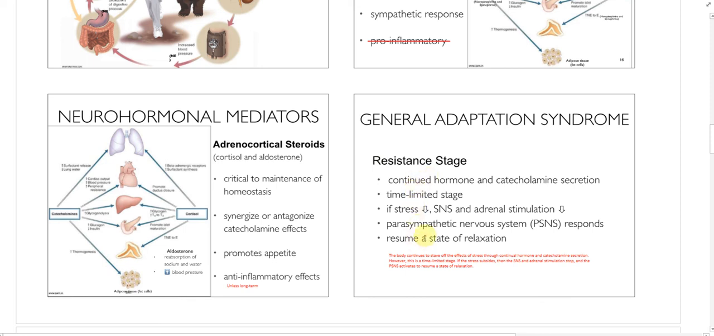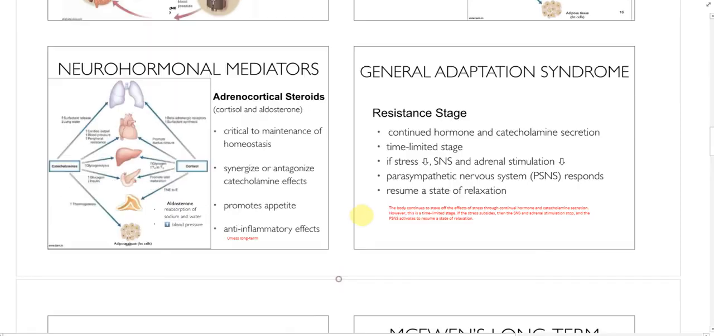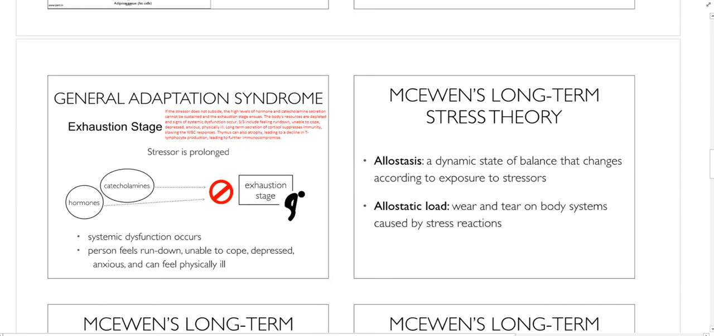I felt like these made it more confusing for me, so I found it in the book. The body continues to stave off the effects of stress through continual hormone and catecholamine secretion. However, this is a time-limited stage, so if the stress subsides, then the sympathetic nervous system and the adrenal stimulation will stop, and the parasympathetic nervous system will activate to resume a state of relaxation. If the stressor does not subside, the high levels of hormone and catecholamine secretion cannot be sustained, and the exhaustion stage will then ensue.